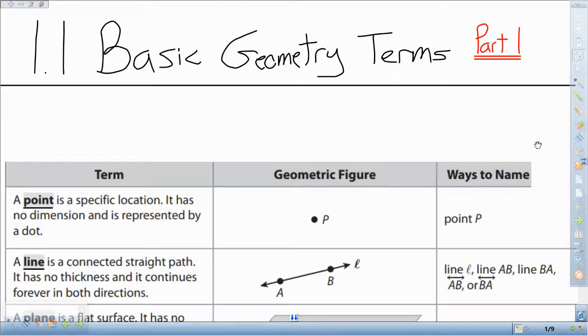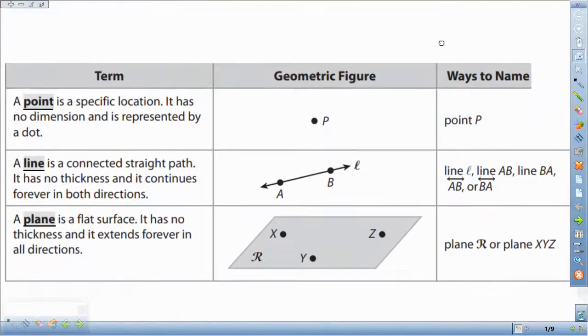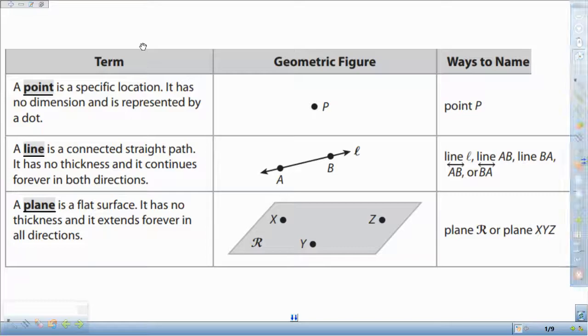Let's scroll down here and just take a look at the first few terms. We have a point, a line, and a plane. Go ahead and pause your video, take a couple minutes, and copy down everything you see here, and then we'll come back and I'll let you know what's going on here.